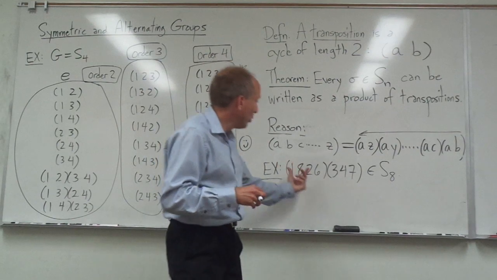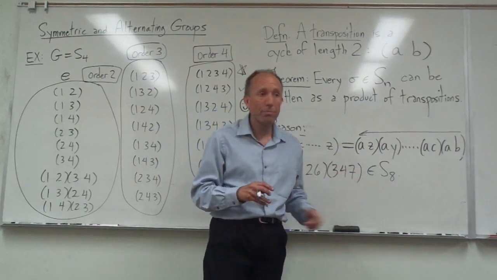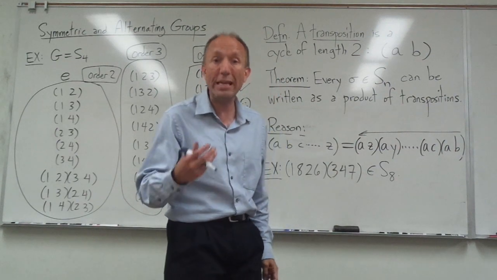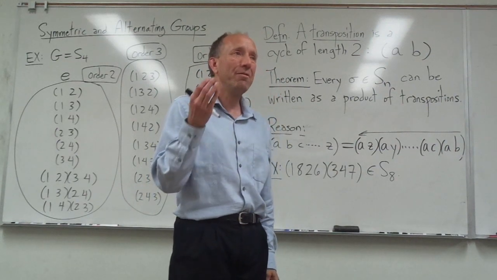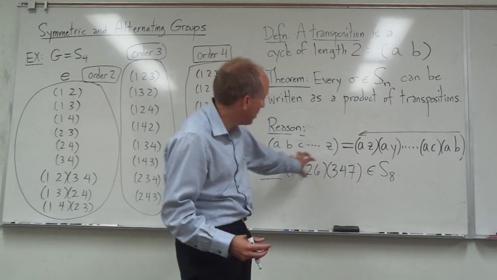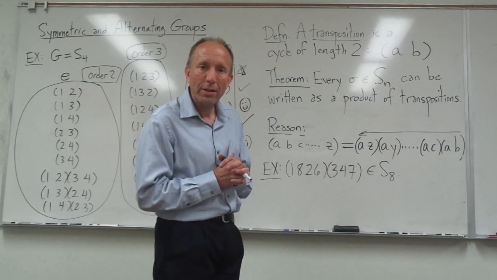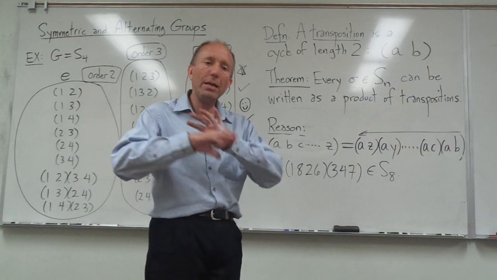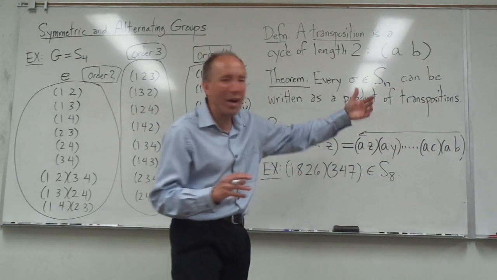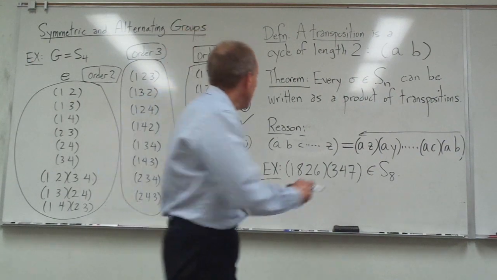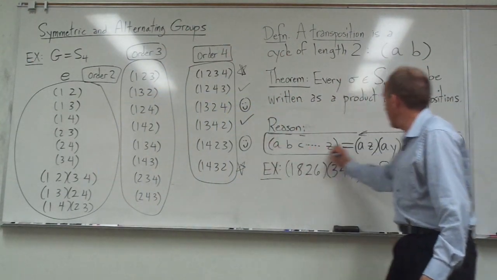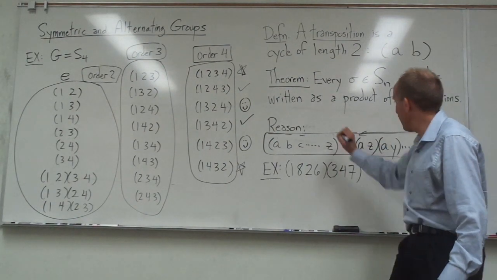So I have a 4 cycle and a 3 cycle. They're disjoint. So for example, the order of this element would be the LCM of 4 and 3, which is 12. So this is an element of order 12 right here. Okay? But let me not focus on that for the moment. I want to focus on writing it as a product of transpositions. Right? So using my little equation here that I've got, I'm going to put a box around it because we're going to use it right now.